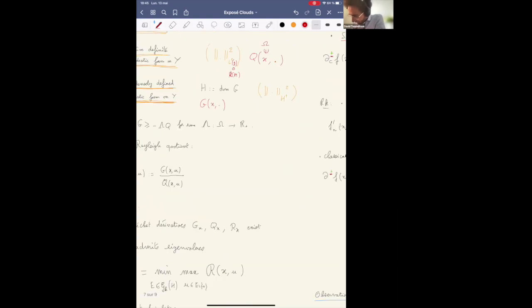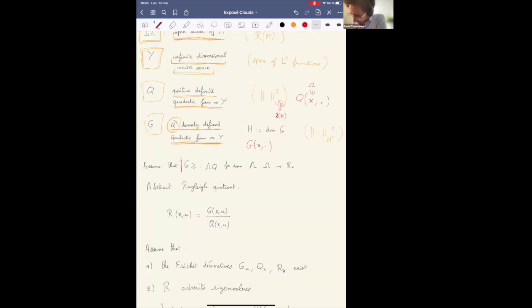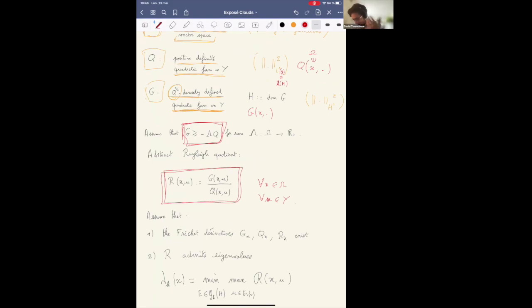So this is one of the other assumptions that make sure that we can define R(X, U) for any X in omega and any U in Y, in this way by taking the quotient of G by Q. We call it G, thinking of gradients. Gradient may think of the H1 norm, and Q because it's a quadratic form.